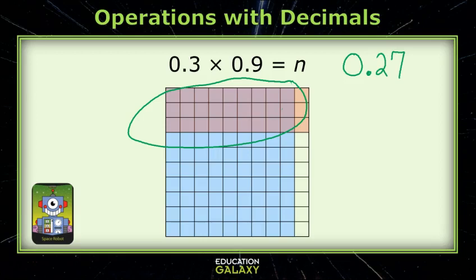Beep, beep. When you multiply with decimals, you just multiply the numbers and then you count the total number of places to the right of the decimal point. 1, 2. You would start at the right and go backwards 2.